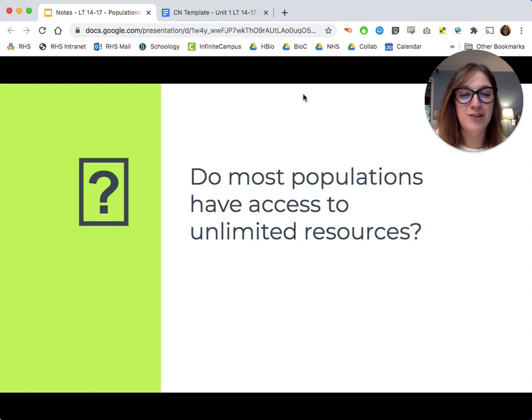Do most populations have access to unlimited resources? Hopefully you recognize the answer is no. When you think about any type of species that exists in the wild, there would not be unlimited resources. Every population experiences some kind of limiting factor. Whether it's a limit to the food that's available, diseases present in the population, or competition for mates, there are always limits to resources.